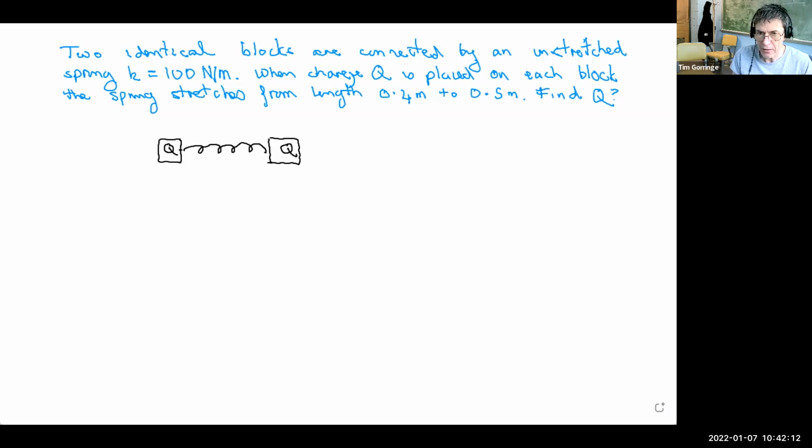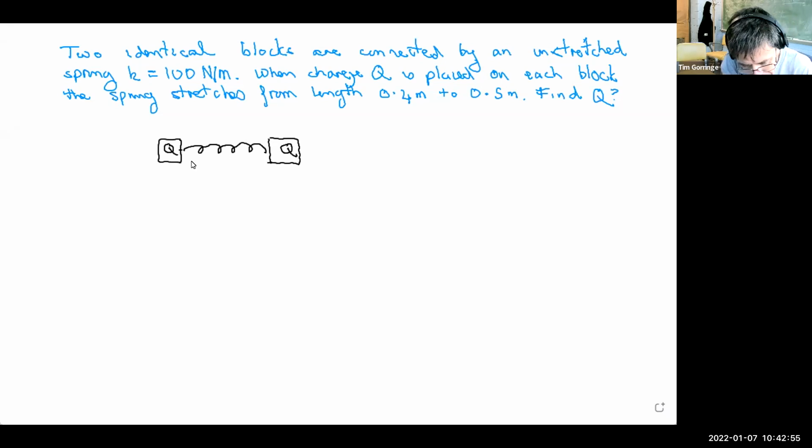And then we're going to add some charge Q onto each of the two blocks. That charge will repel the two blocks and the spring will stretch. And we're told that without the charge, the unstretched spring had a length of 0.4 meters, and with the charge, the stretched spring has a length of 0.5 meters. And from that information, knowing the length of the unstretched spring, the stretched spring, and the spring constant of the spring, we're going to figure out how much charge was added to each of the blocks.